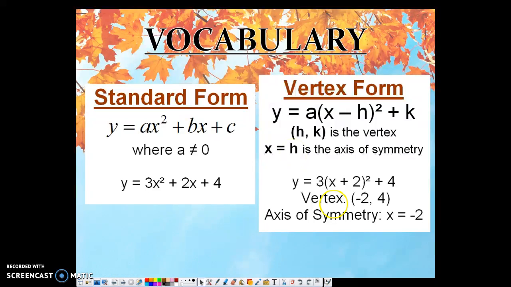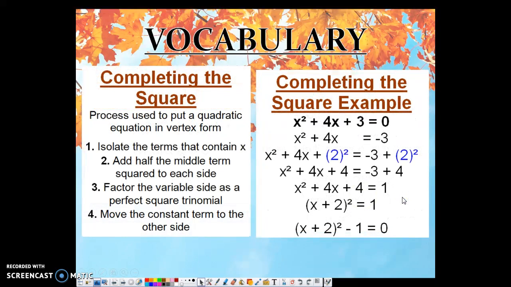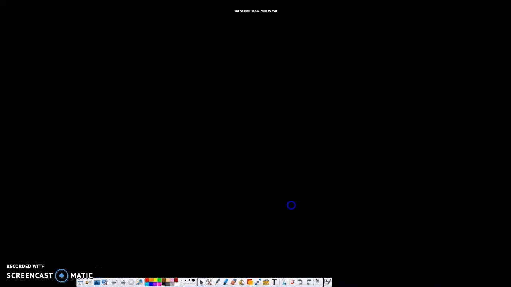So like in this case right here, y equals 3 times x plus 2 squared plus 4. The vertex is the opposite of this, negative 2, and 4. See the title right there? Okay, and then the axis of symmetry is x equals negative 2, which is just this here. Okay. Completing the square, we'll get into that later. We'll also show you all this completing the square later.